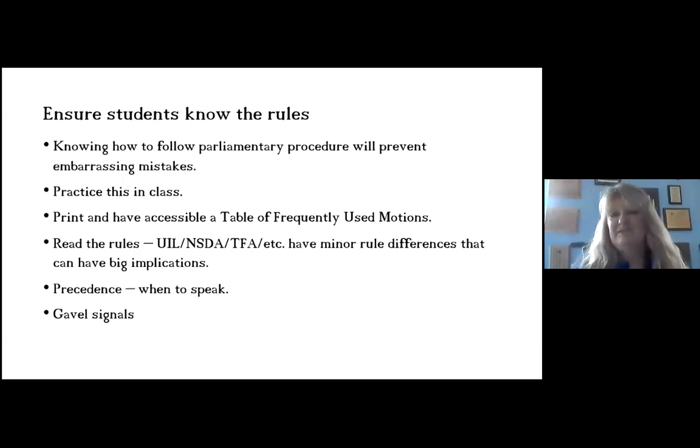So that even, because sometimes even the parliamentarian may not be as familiar with the rules as we would hope they would be, because, again, there are so many, and a lot of the people involved in all of the different types of competitions may not remember the nuances of each rule book. So I encourage you to get them to read the rules, know the rules, and keep a copy of the rules.